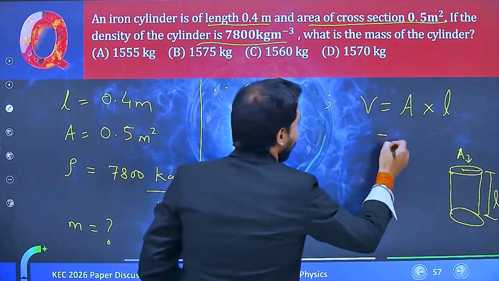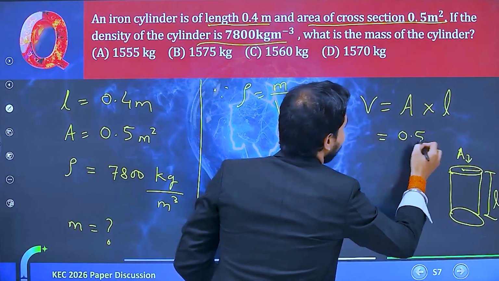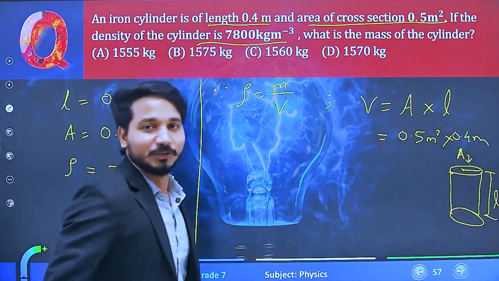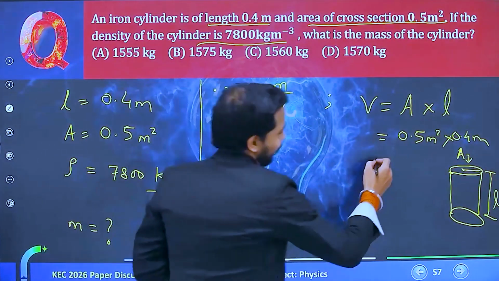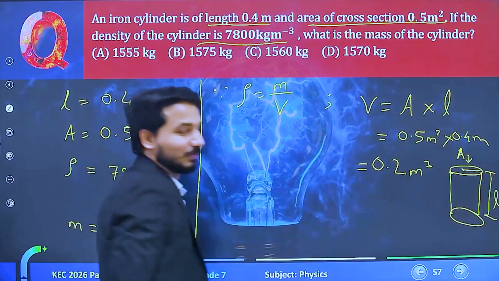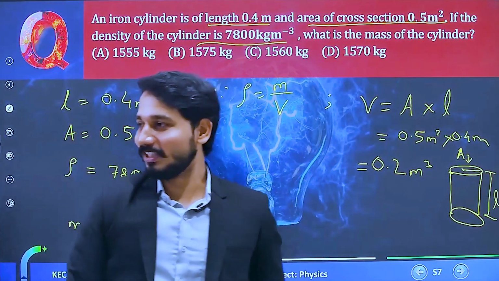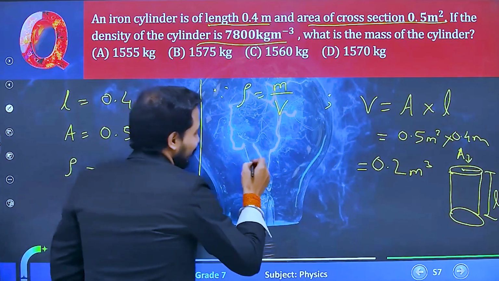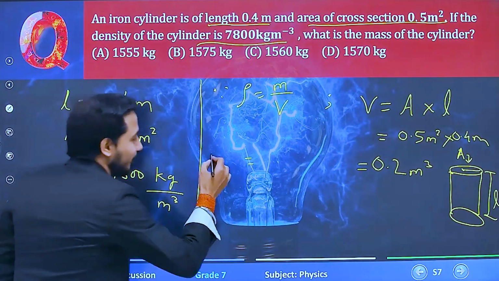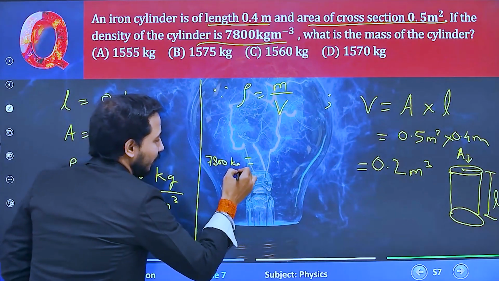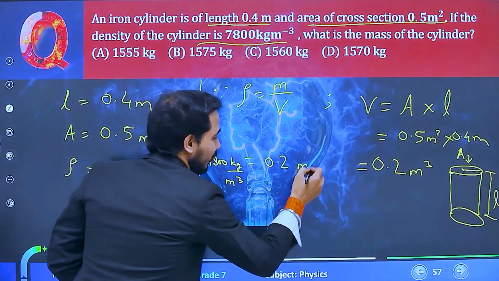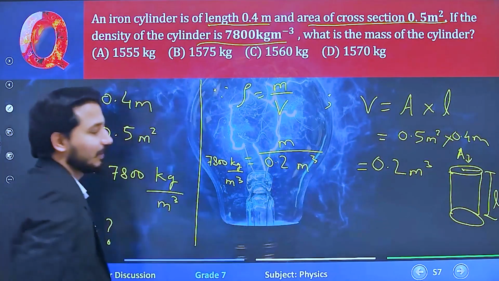Now here, volume will be equal to area, 0.5 meter square, into length, 0.4 meter. So 0.5 into 0.4 will give us 0.2 meter cube. Now we got the volume. Just substitute the values. The value of mass we have to calculate. Mass it is asking, but density is given, 7,800 kilogram per meter cube, and volume is 0.2 meter cube. Mass is not given.